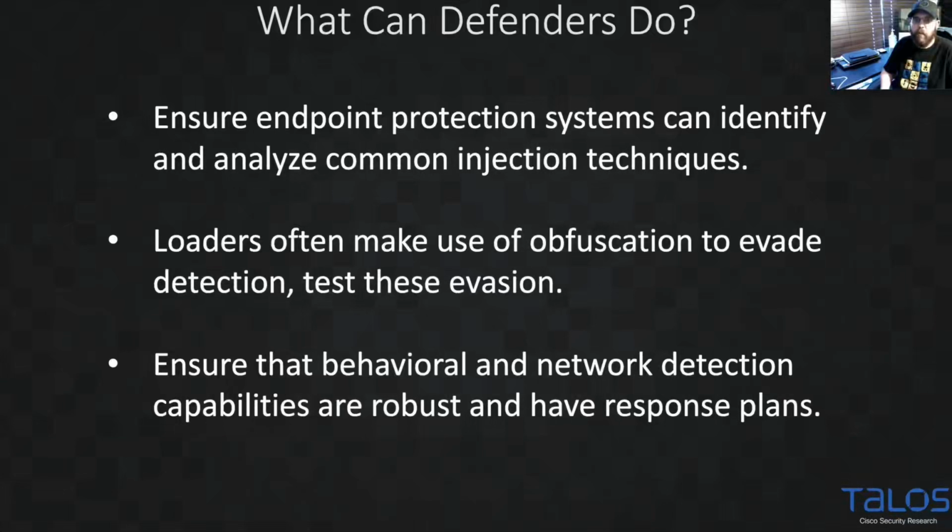Also ensure that you have robust behavioral and network detection capabilities and that they work together to ensure that you have the greatest level of visibility and coverage across your environment. Also make sure that you do have response plans in place in case a key security technology that you employ does fail to detect something. Make sure that you are using overlapping security controls and not relying on a single point of failure, whether it's at the network layer or whether it's for behavioral detection on endpoints.